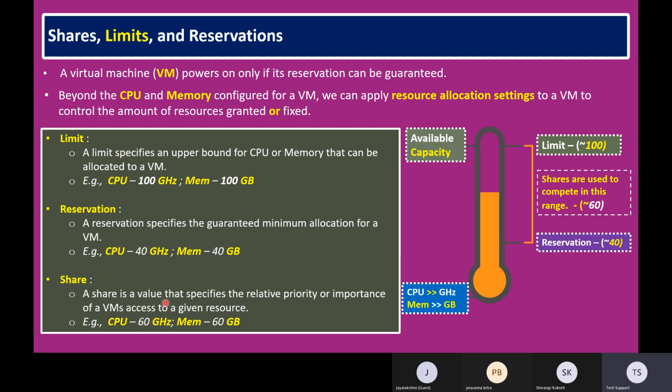60 is considered as a share. A share is a value that specifies the relative priority or importance of a virtual machine's access to a given resource. That resource can be set at the virtual machine level, or directly at the cluster level or ESXi host level.